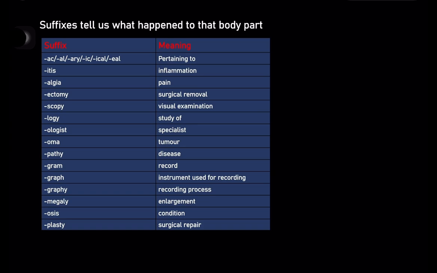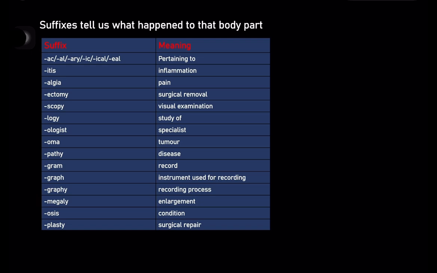Likewise, you see OMA refers to tumor, pathy refers to disease, gram refers to record, graph is simply an instrument used for recording, graphy refers to a recording process, megaly refers to enlargement, and then osis refers to a condition. Plasty means surgical repair, like say rhinoplasty, for example. Okay, so it's a surgical repair of the nose.